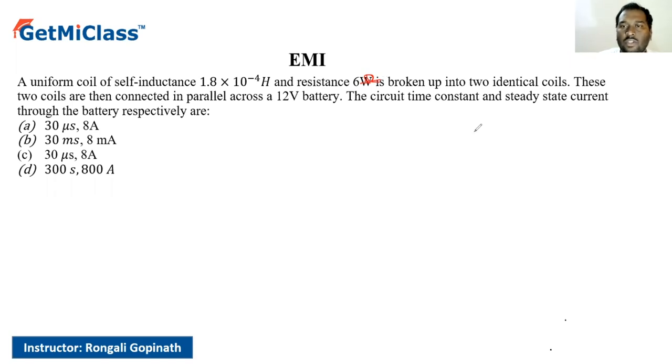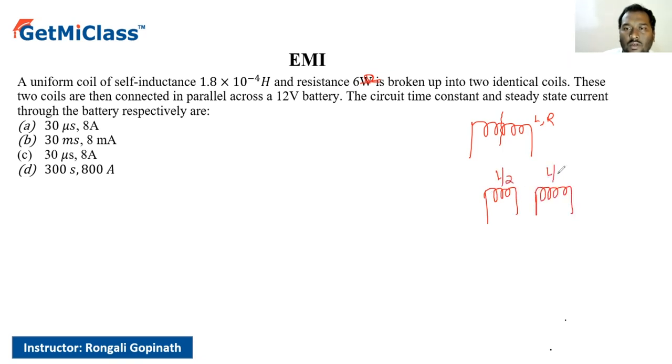Okay. So initially we have an inductor coil of inductance L and resistance R. Now it is broken down into two pieces. So what happens to the inductance of each? Inductance of each is L by 2, whereas resistance also becomes half because the length became half.